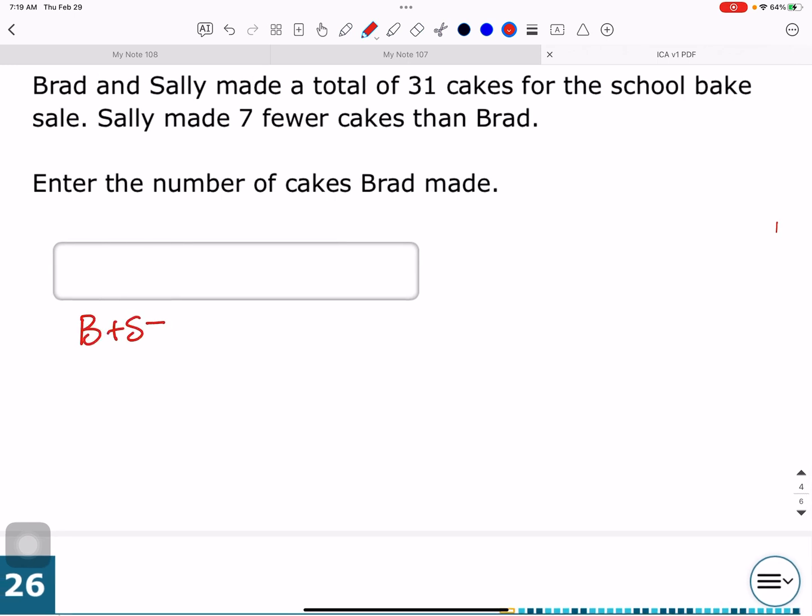All right, for this one, Brad plus Sally equals 31. We don't know how many Brad made. We don't know how many Sally made.